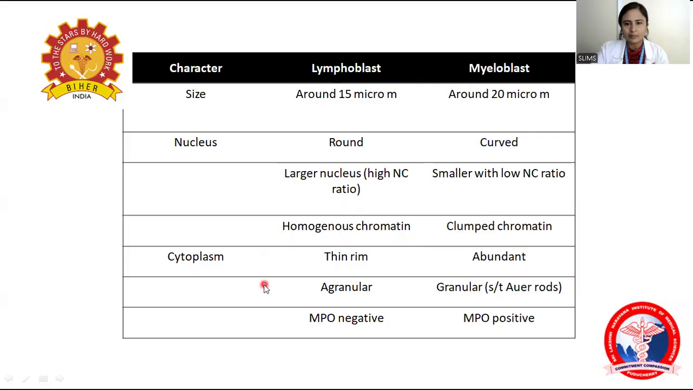Coming to the cytoplasm, as I said earlier, in the lymphoblast the cytoplasm is a thin rim. They have a little bit of cytoplasm and there are no granules, so it is agranular. Because there are no granules, it is myeloperoxidase negative. In contrast, myeloblasts have abundant cytoplasm, so they have more granules in the cytoplasm. Auer rods can also be seen. Because of this granular cytoplasm, they are myeloperoxidase positive.